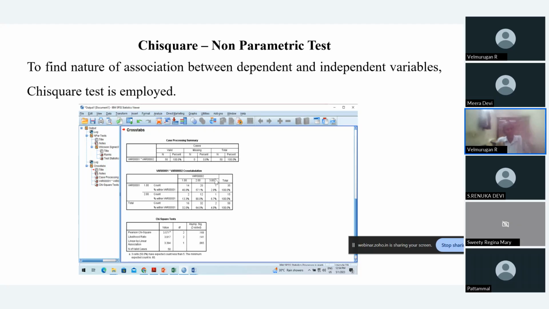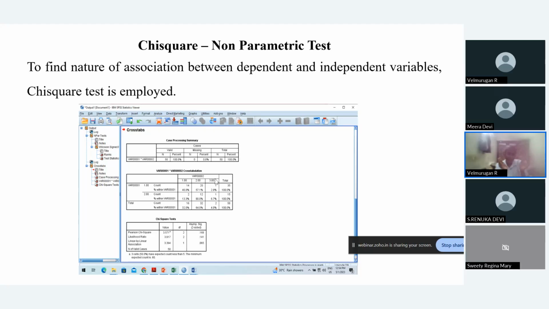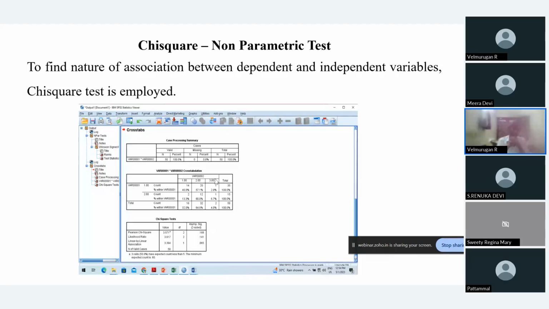We are identifying whether there exists any association between the selected two variables, and we are identifying whether the selected variables are significant or not significant.